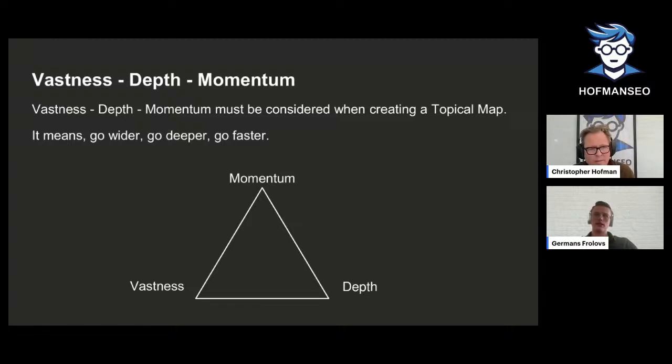And lastly, vastness, depth, and momentum are some additional concepts that must be considered when creating a topical map. It basically means go wider, go deeper, go faster. Ideally you want to do all three, but because of budget constraints you might need to choose between vastness and depth, for example. In that case, you would need to supplement the missing effect of one with another.